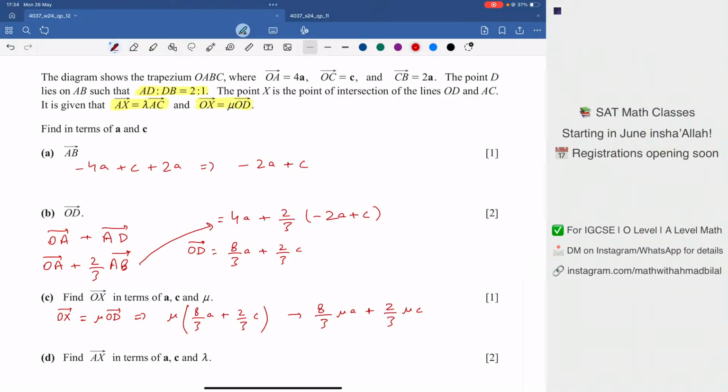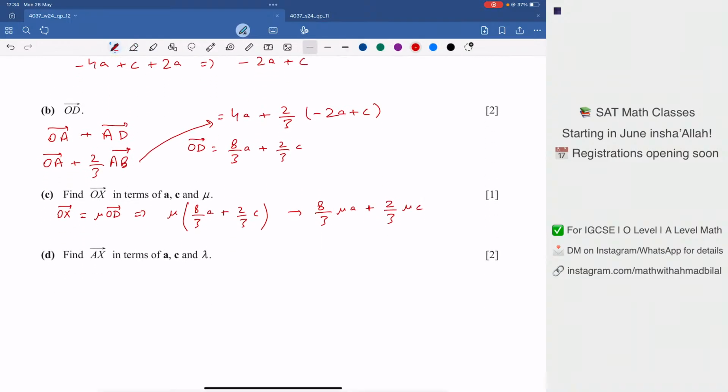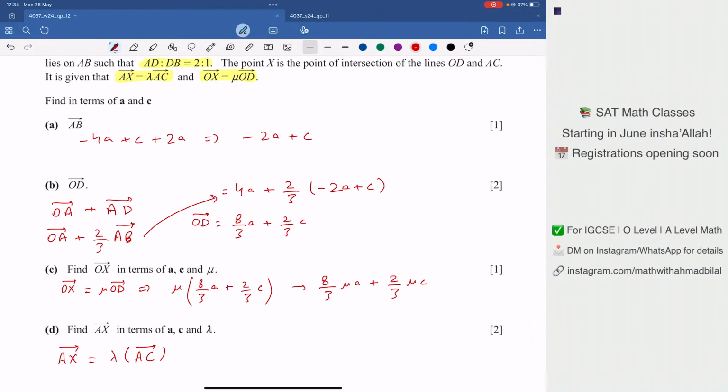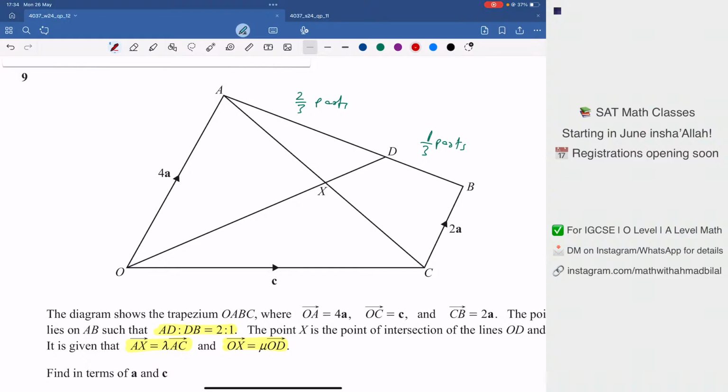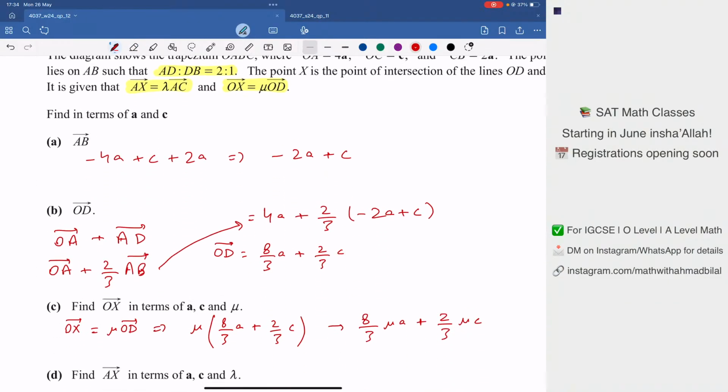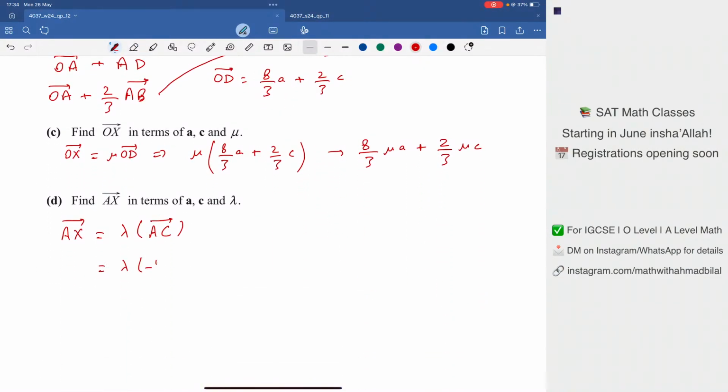Now what about AX? For AX as well, they're saying the AX vector is lambda times the AC vector. Okay, let's use that now. AX is lambda into AC. Do we know what AC is? We don't, but can we find that somehow? A to C, we could say, let's go from A to O, and then O to C, that's minus 4A plus C. Then simplify this, and that gives you minus 4 lambda A plus lambda C.